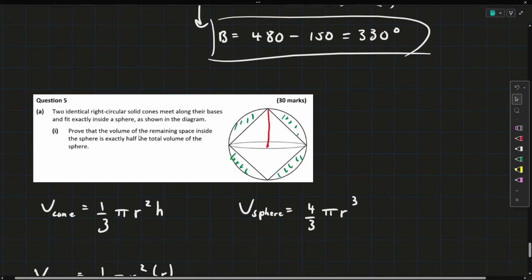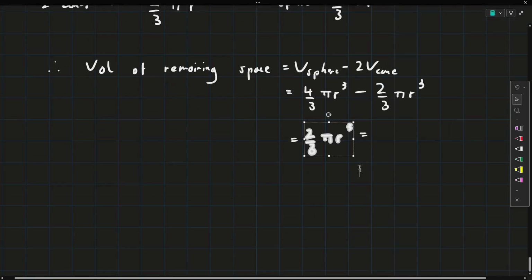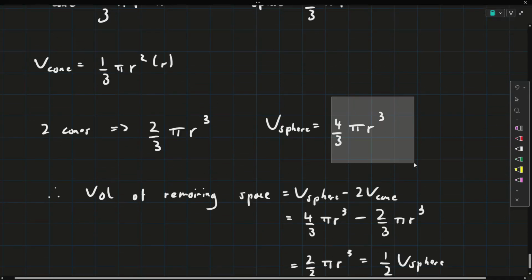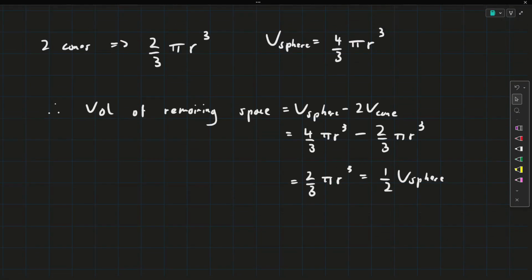But they said half the volume of the sphere, not the volume of the two cones. So 2 over 3 pi r cubed is the same as half the volume of the sphere, because remember that the volume of the sphere was 4 over 3 pi r cubed. So we said that the volume of the remaining space is equal to half of the volume of the sphere, which is exactly what they asked for.